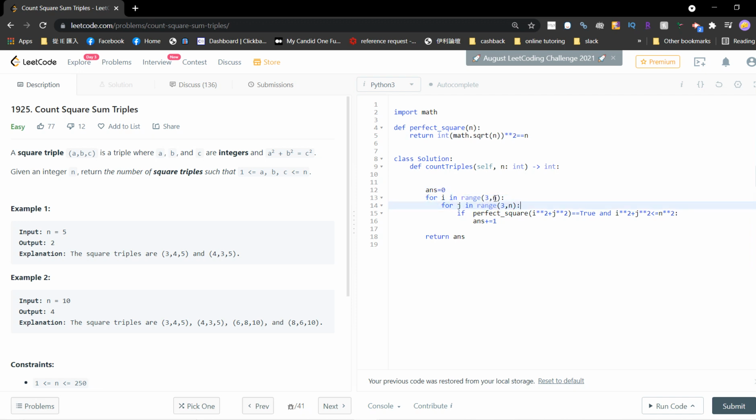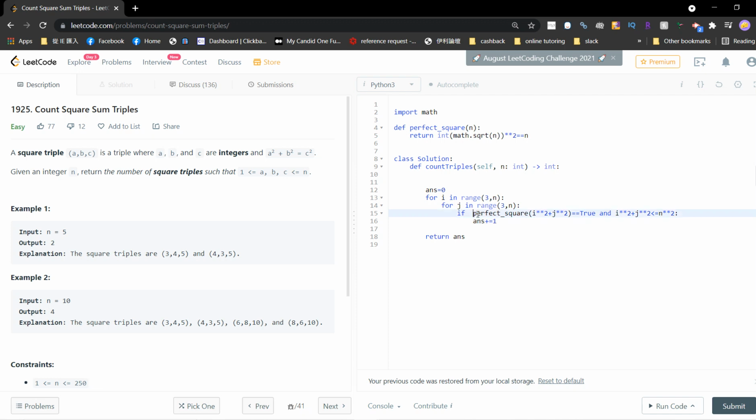I define the count as 0, then I start from 3 to n, right? Why 3 to n? Because I know that the smallest Pythagorean triple must start at 3. So 3 is the lowest one, and for j from 3 to n, I just check whether i squared plus j squared is a perfect square, and whether it is less than or equal to n squared.